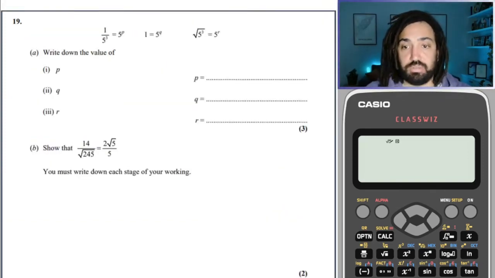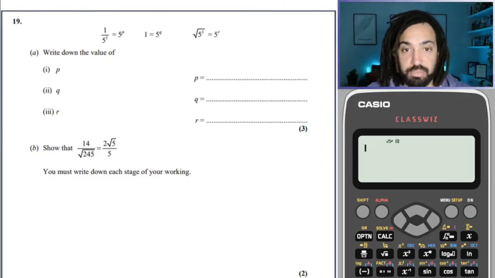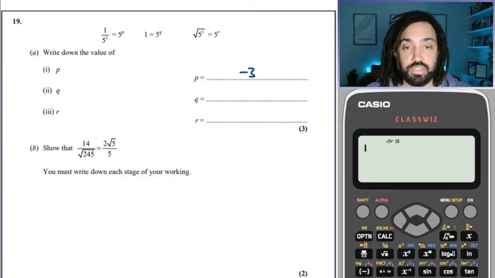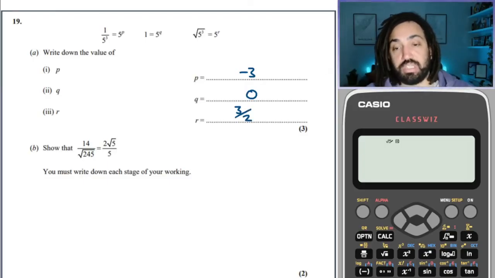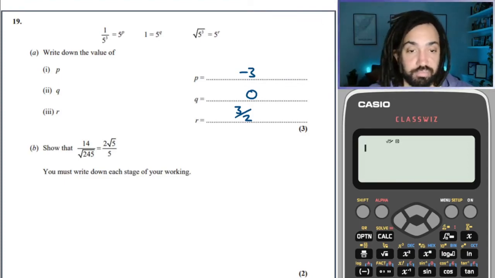Okay, so we've got a little indices question just out of the blue. I'm not sure why this is in here, but why not? P must be minus 3 because it's the reciprocal of 5 cubed. So the negative power makes the reciprocal. Anything to the power of 0 is 1. And if you cube and then you square root, that's the same as raising it to the power of 3 and also to the power of a half. So cubing and then square rooting would be to the power of 3 over 2.